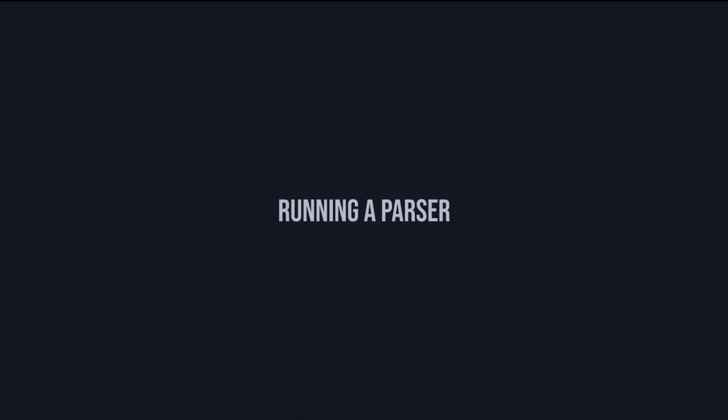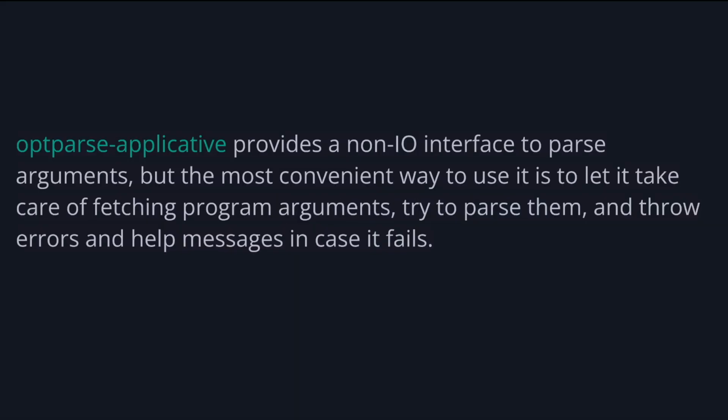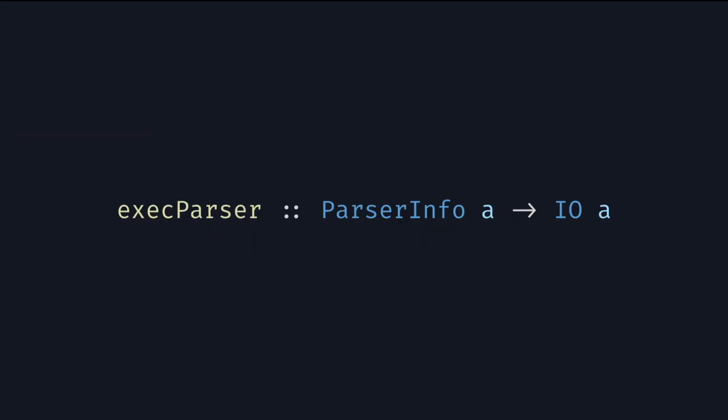And finally, running a parser. Optparse-applicative provides a non-IO interface to parse arguments. But the most convenient way to use it is to let it take care of fetching program arguments, try to parse them, and throw errors and help messages in case it fails. This can be done with a function execParser, which takes parser info and returns an IO.